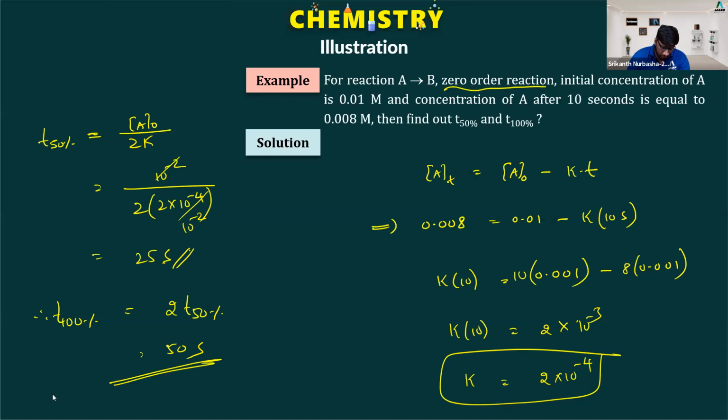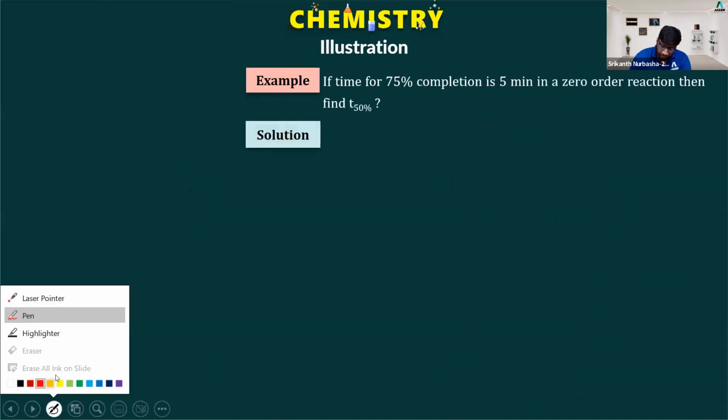So let us start the discussion. Last class we have been studying chemical kinetics and zero order reaction, and we have been solving different examples. So we'll continue with our discussion. This was the last point of our discussion. Let us try to solve this example, all of you.